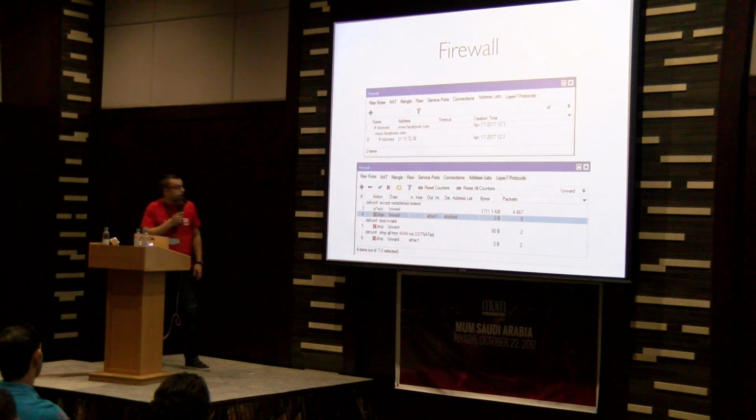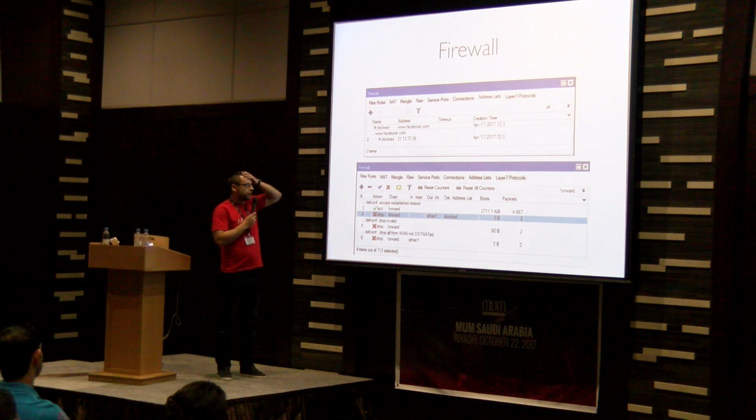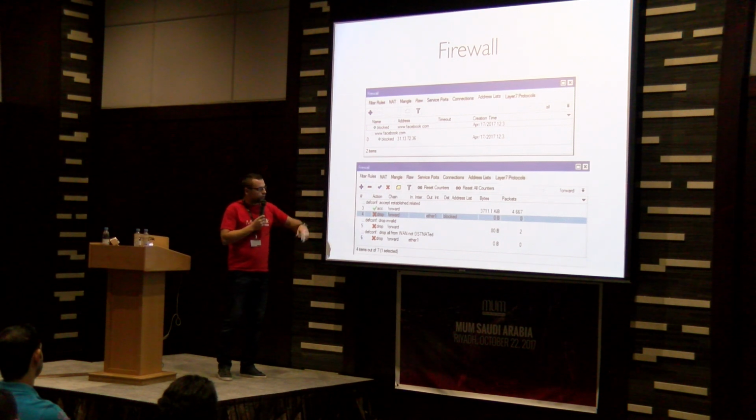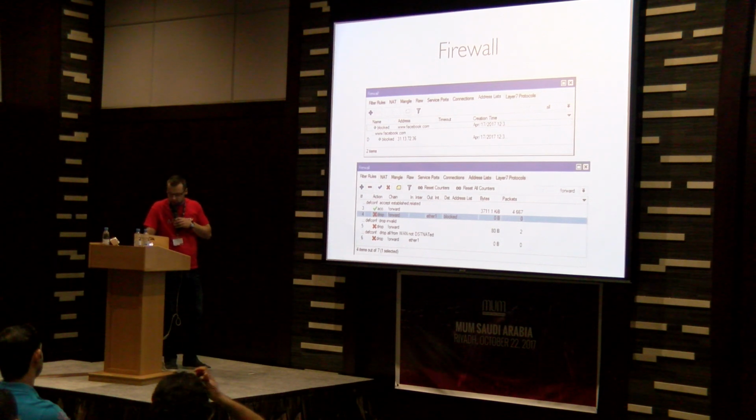You can see here, for example, I added the domain name Facebook. It resolved that it has, at that point, one IP address, and created a drop rule, which actually blocks such connections from the local network to Facebook services.